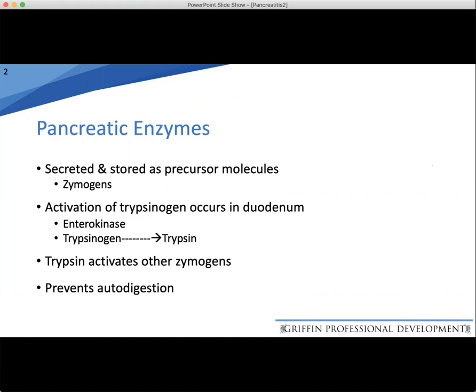Enterokinase is a brush border enzyme, and this activates the process of converting trypsinogen to active trypsin. The production of trypsin then activates the other zymogens in turn. So in doing this, it prevents autodigestion. I think that's pretty clever.